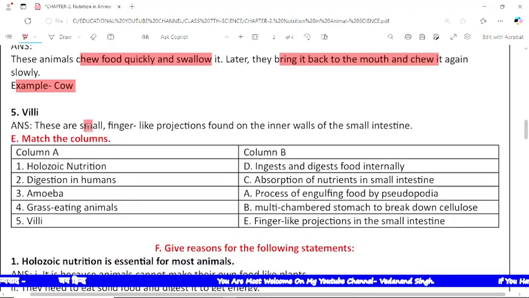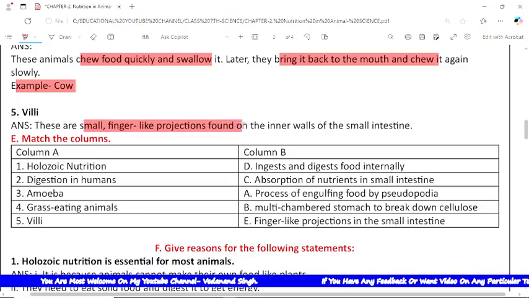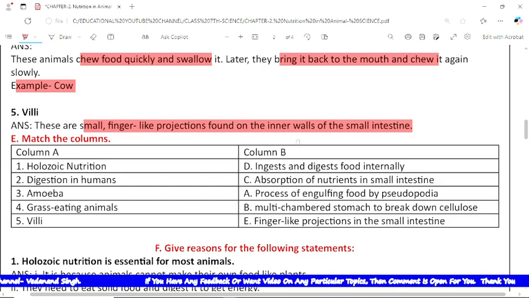The next, the fifth number, is the villi. These are small finger-like projections found on the inner wall of the small intestine. They are used to absorb the nutrients.